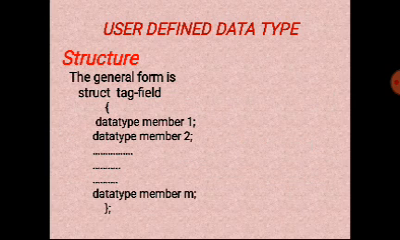Here the general form of a structure is struct tag field, data type member 1, data type member 2, up to data type member m. Struct tag field means the name given to the structure.